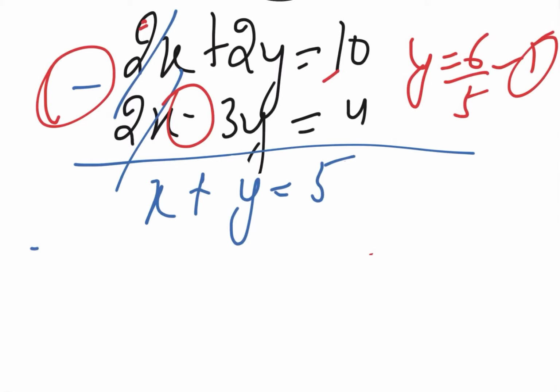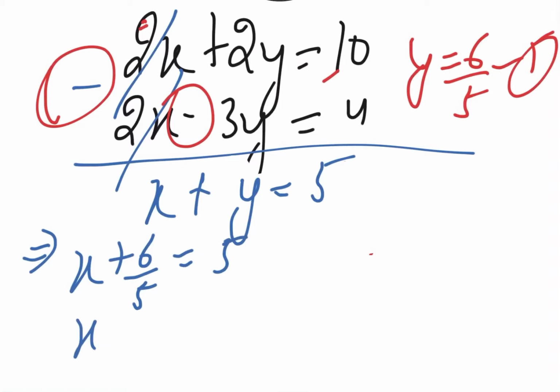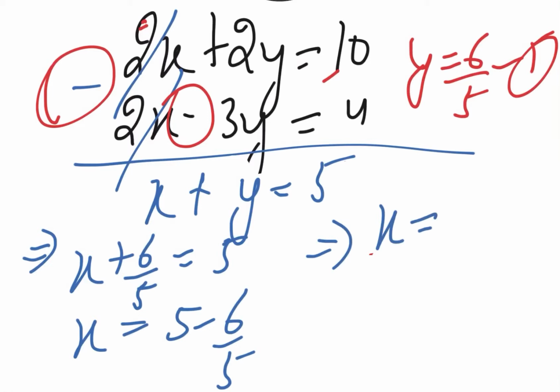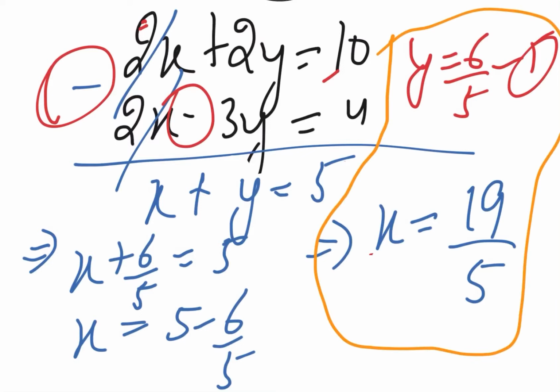I put the value of y now. x plus 6 by 5 is equal to how much? 5. So what is x? 5 minus 6 by 5. So on taking the LCM, this turns out to be x is equal to 19 by 5. And that is my final answer. So value of y comes out to be your 6 by 5 and value of x comes out to be your 19 by 5, giving you the final answer.